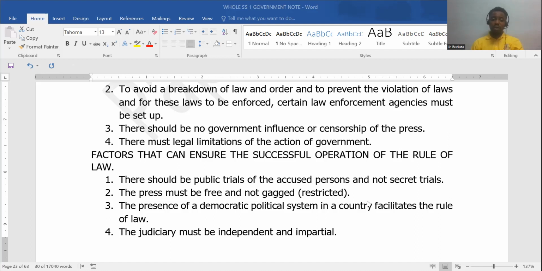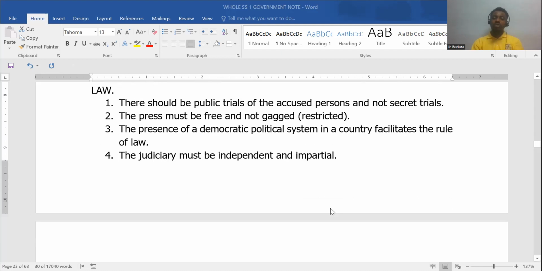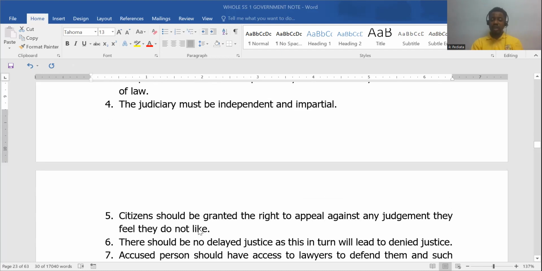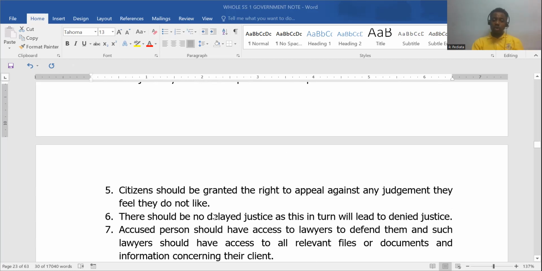So in politics, all these political systems, all these political ideals must be existing. These are some of the factors that ensure successful operation of the rule of law. The judiciary must be independent. They must not be under the influence of the executive or the legislative. And citizens should be granted the right to appeal against any judgment they are not comfortable with. They should be able to seek redress in the court of law.